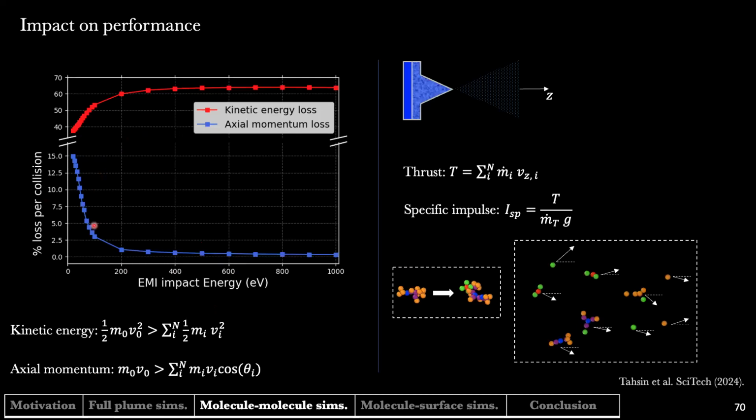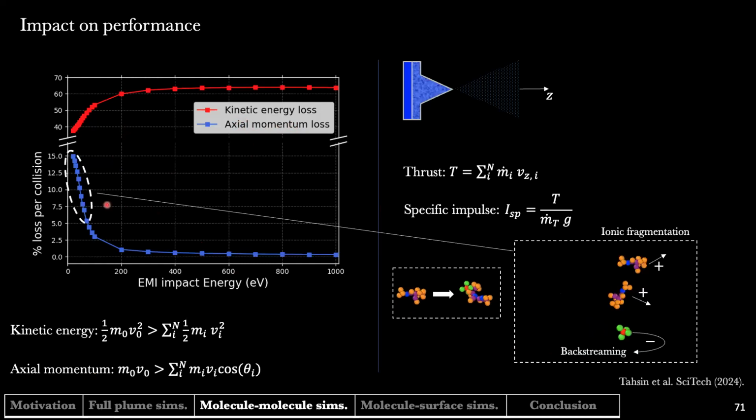And next, we are also interested in the loss of kinetic energy and the loss of axial momentum. So if you start with this system here, the kinetic energy of this monomer moving towards the neutral is higher than the sum of the kinetic energies of all these fragments. Similarly, the axial momentum of this monomer is higher than the axial momentum of all these fragments. The loss of the kinetic energy and the axial momentum are given in this figure in red and blue. Particularly in this region, we observe a high loss of axial momentum. This is because this region is dominated by ionic fragmentation, in which the negative monomer backstreams towards the emitter and does not contribute to the total axial momentum.